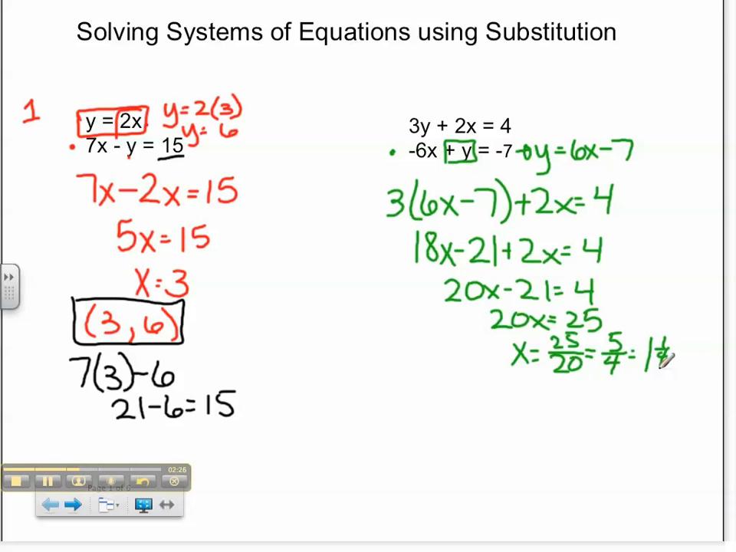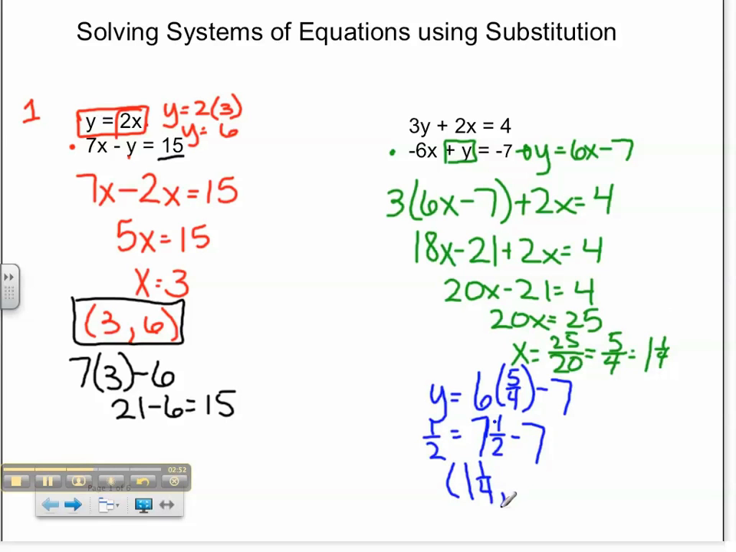I need to then plug that into my equation and solve. y is equal to 6 times 5 fourths minus 7. 6 times 5 fourths is 30 fourths, or 15 halves, which is equal to 7 1/2. 7 1/2 minus 7 is equal to 1/2. Therefore, y equals 1/2. My final solution is (1 1/4, 1/2).